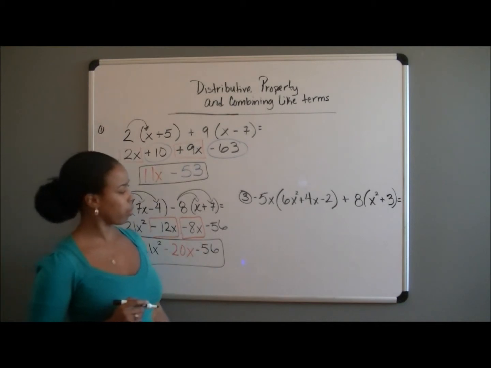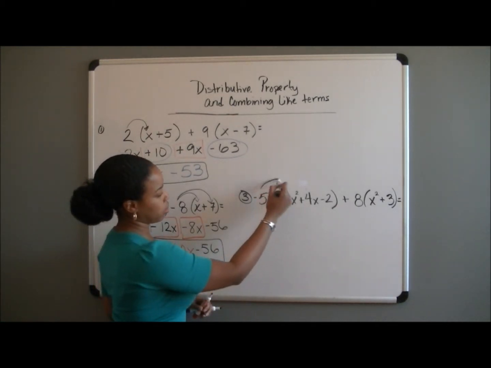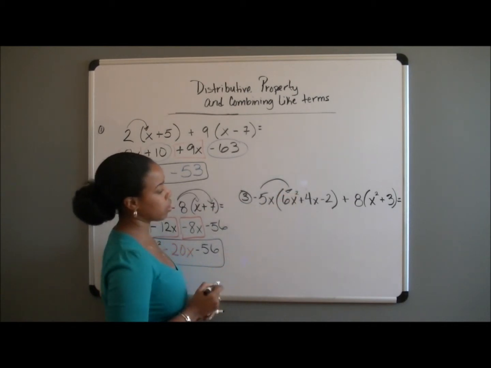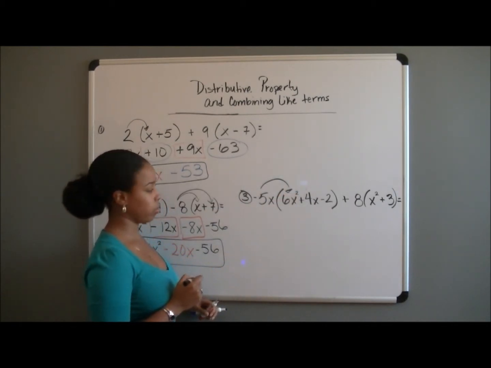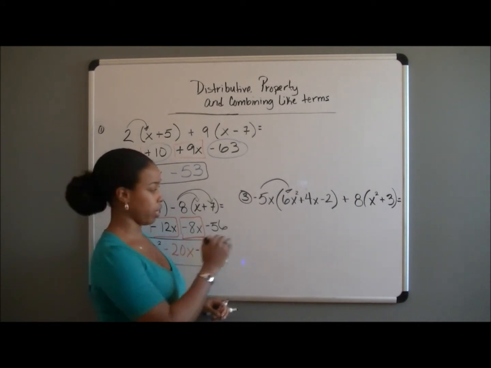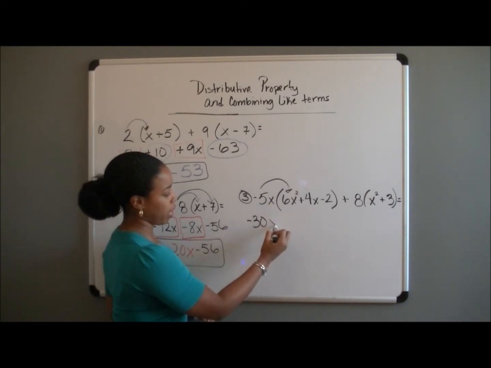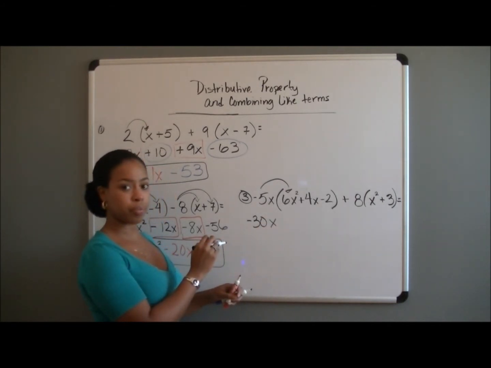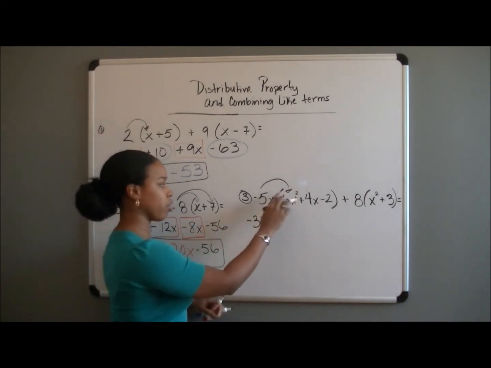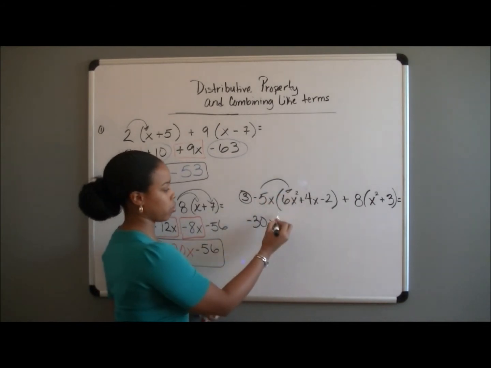Let's move on to number 3. We have negative 5x times 6x squared. What would the coefficient be? Negative 30. And we would have x to the power of 3. You need to add the power of 2 and the 1. So that gives us 3.